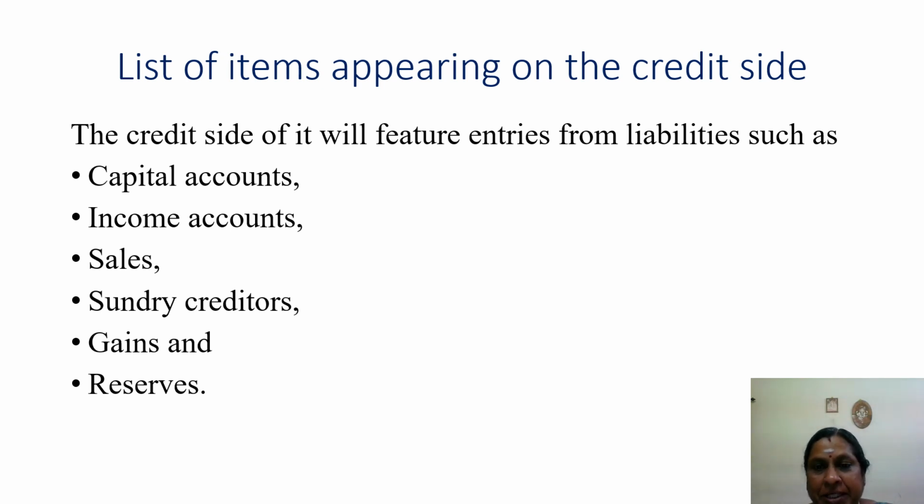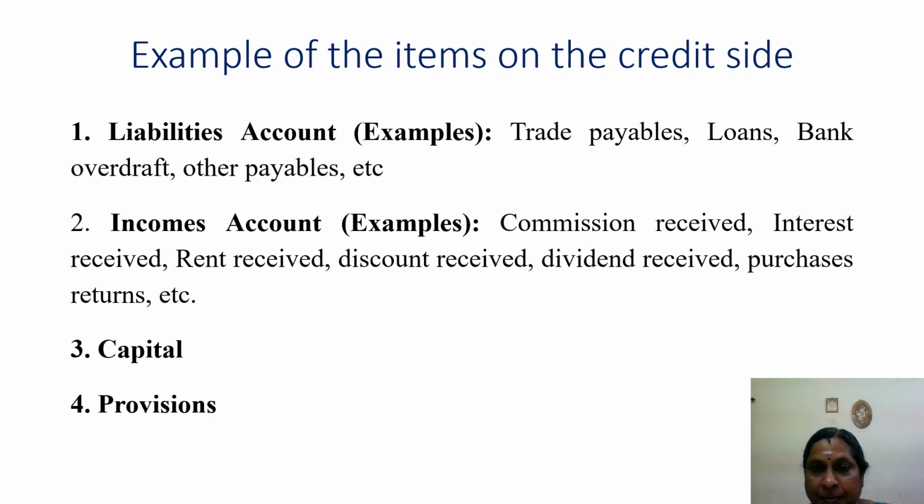In the same way, the list of items that appear on the credit side of the trial balance are as follows: capital accounts, income accounts, sales, sundry creditors, gains and reserves. In particular, under liability accounts, we have trade payables, loans, bank overdraft, other payables, etc. Then under income accounts, commission received, interest received, rent received, discount received, dividend received, and purchases returned by the customers. Number 3 is capital, and number 4, any provisions that are created. All these items will appear on the credit side of the trial balance.